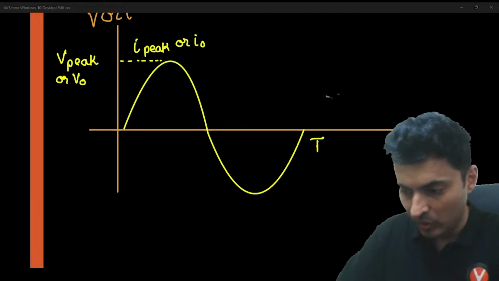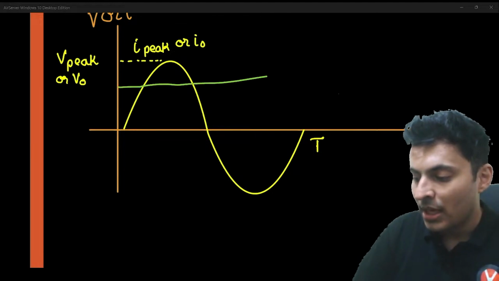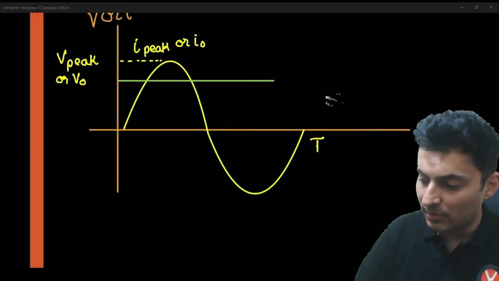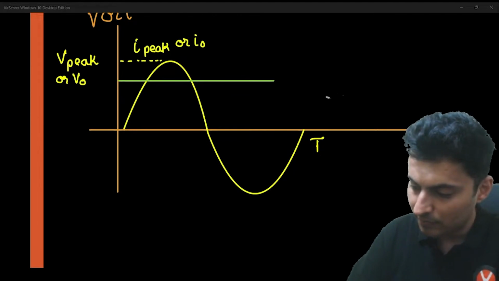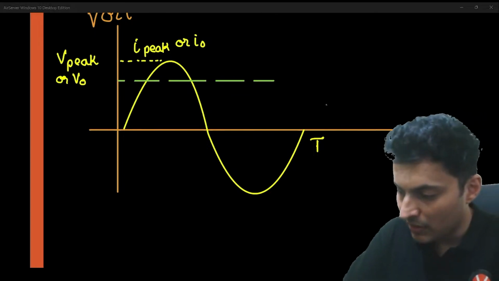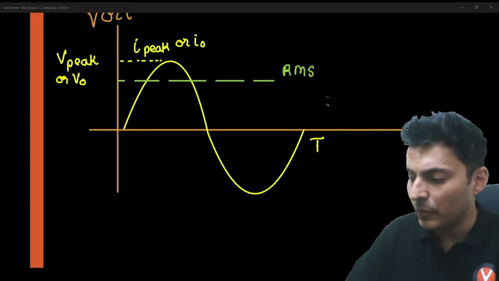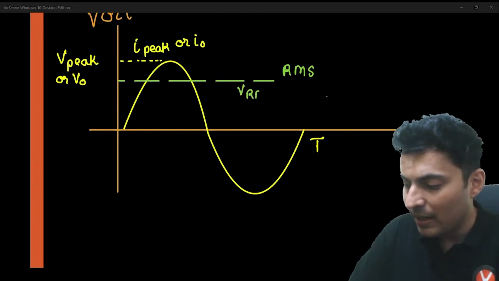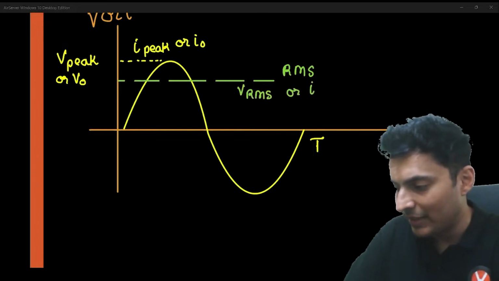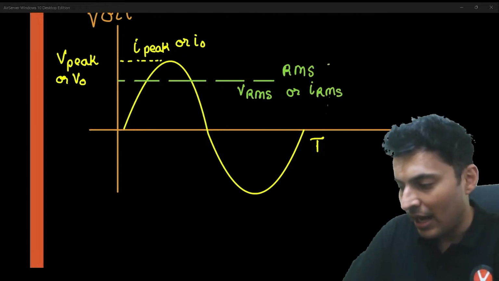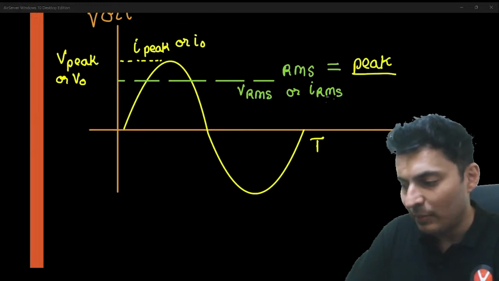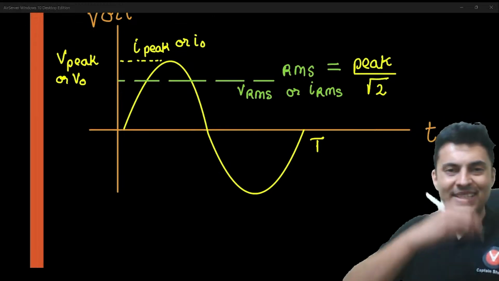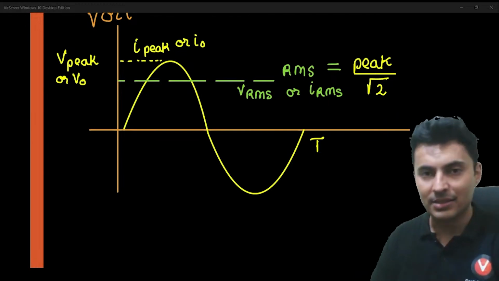Next important thing which you should know is the RMS value. RMS value looks something like this. Yeah, this is your RMS value. So either it is VRMS or, if it is a current graph, it is IRMS. Remember, the RMS value is always the peak value divided by root 2 for sine or cosine graphs. This is how it is.